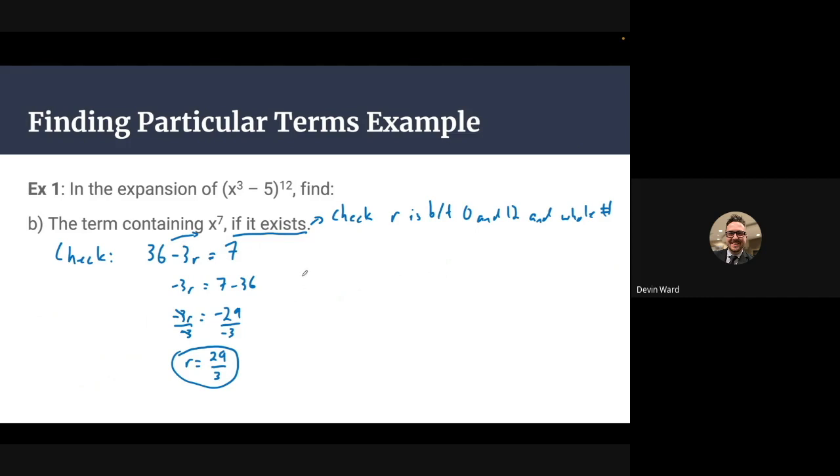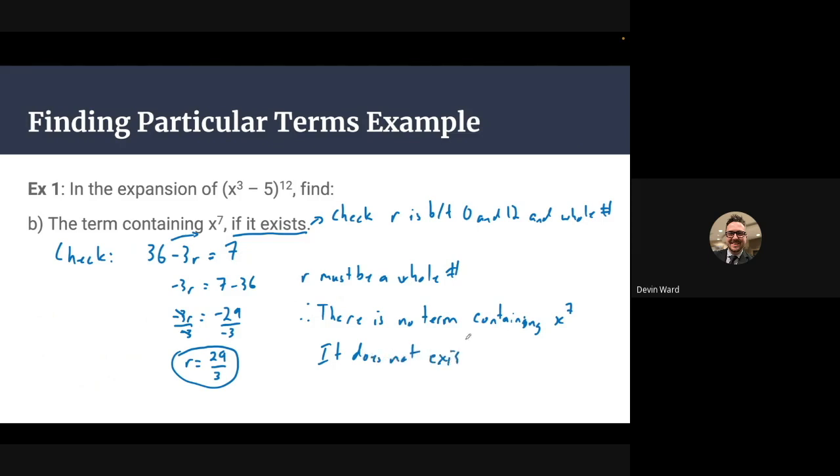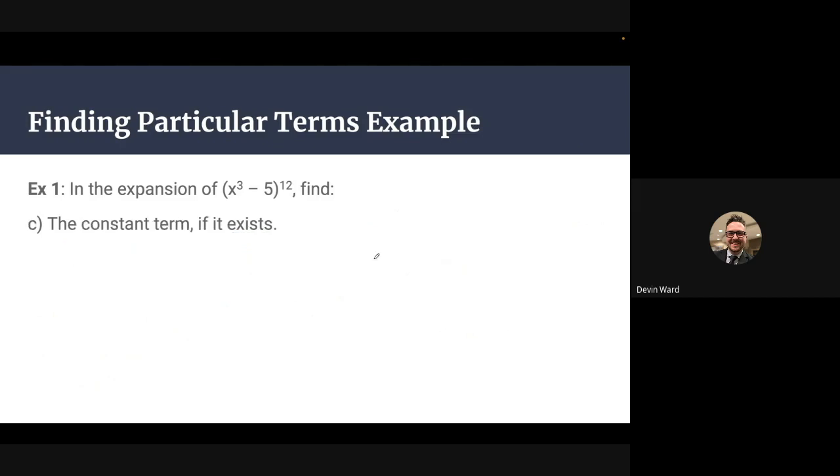So r must be a whole number. Therefore, there is no term containing x to the power of 7, or you can just say it does not exist. So you solve for r, and then you can just say it doesn't exist, and that's your final answer.